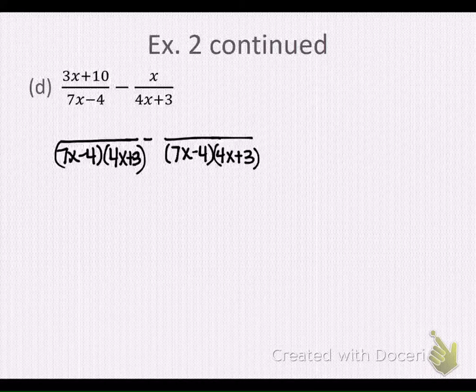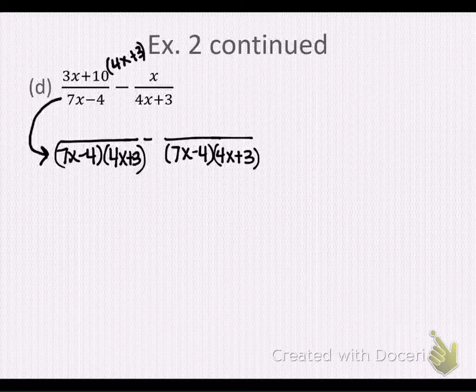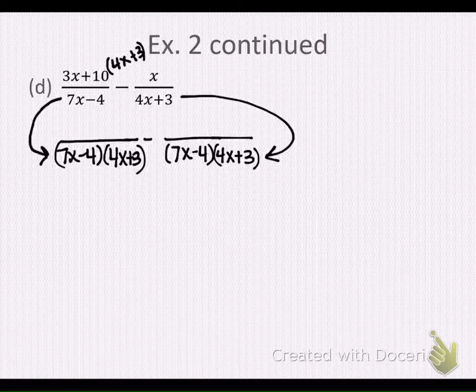All right, so let's look at the first original denominator and the common denominator. What is missing from the original denominator? So I'm going to multiply my numerator by it. Does everybody understand why I'm multiplying by that? Give me some nods. Okay, awesome. Look at the second one. The original denominator has the 4x plus 3, so what's it missing from the common denominator? So I have to multiply that numerator by 7x minus 4.